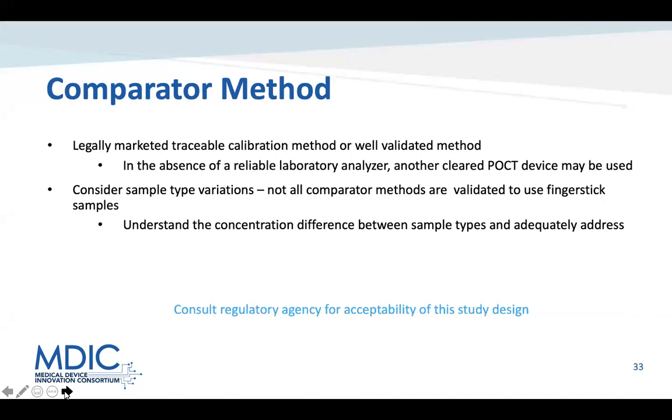If we're going to focus on comparator method. The comparator method can be any legally marketed device, a predicate device, or any other method that's widely recognized as a reference method, a method that's traceable, or a well-validated method. But in the absence of a reliable laboratory analyzer, another cleared point-of-care device may be used. You need to consider the sample type variations because not all of the comparator methods are validated to use fingerstick samples, and understand the concentration differences between the sample types to adequately address these differences in your studies.